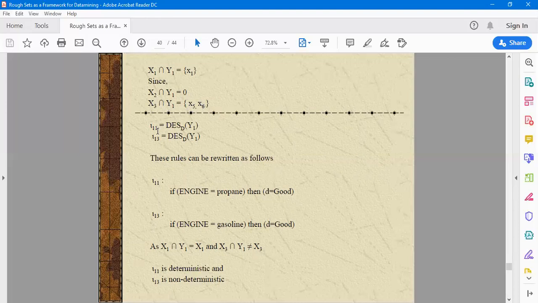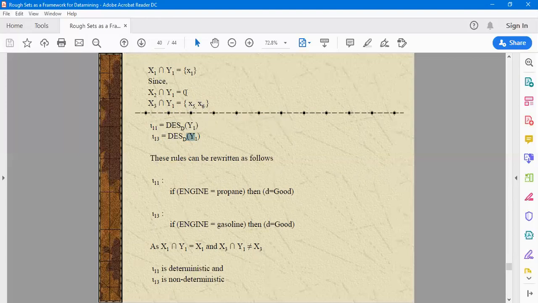So what we conclude, one rule we can have, T11, the decision relation of D with respect to y1. T13 is the decision relation of D with respect to y1. So this is x3 and this relation is T13. And this is related to y1 where the car is good.